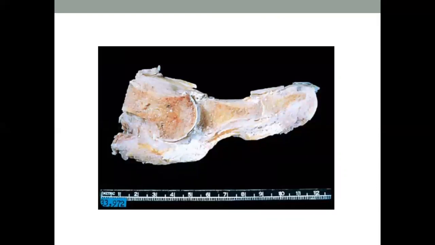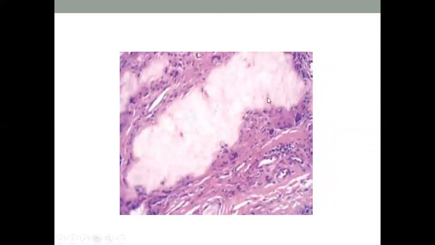So this is excision of the great toe affected by gout, and this is a tophus. These are the monosodium urate crystals, and then these are the various types of cells, that is multinucleated giant cells, then fibroblasts and macrophages, in a gouty tophus. So gouty tophi are often in the big toe.